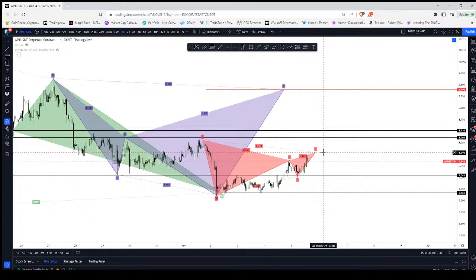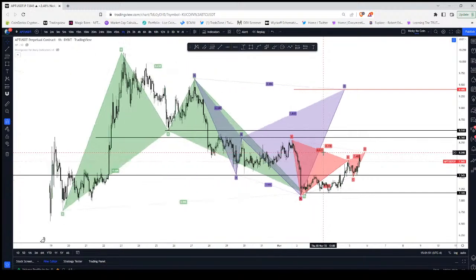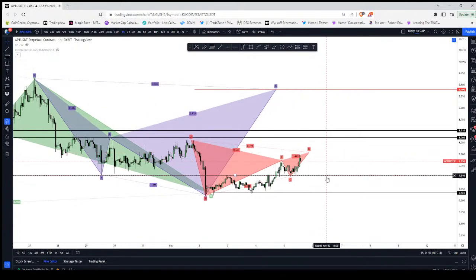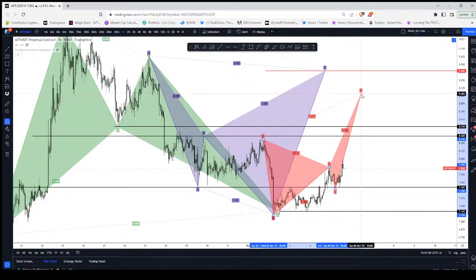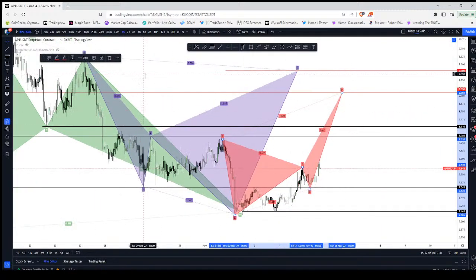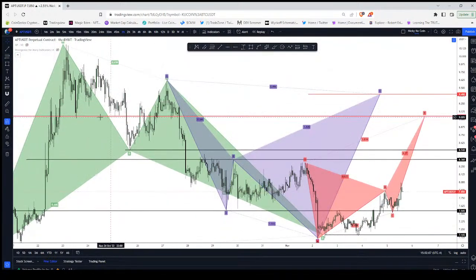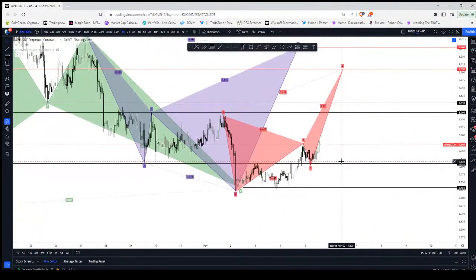Pretty much completed this Gartley. So you might see a pullback on this. But if this does extend, it'll go to the 1618, which would probably be right around here for our next resistance. I think everything's gonna pull back a little bit.